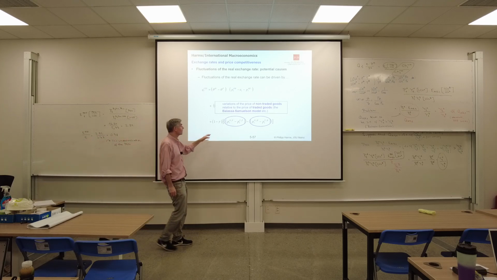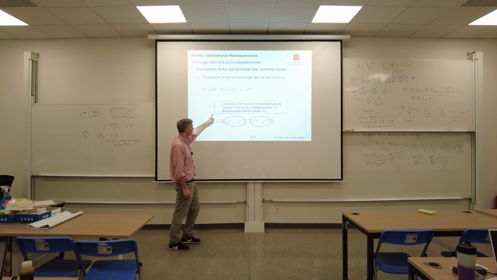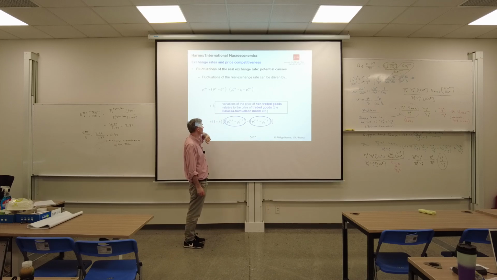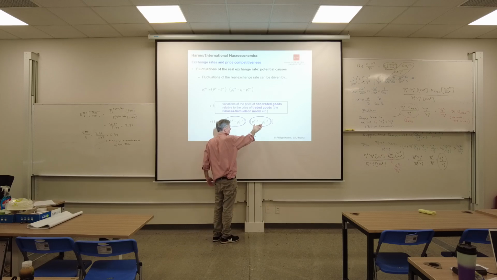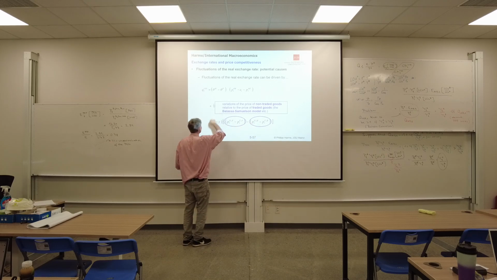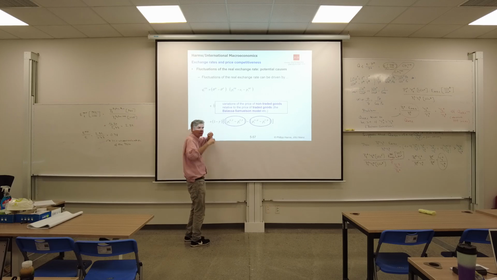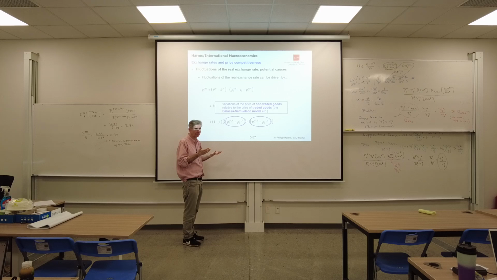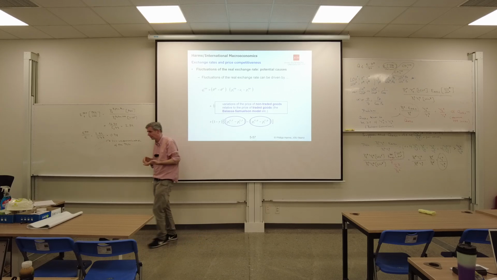So the first thing is, what is driving the fluctuations of the real exchange rate can be driven by variations of the price of non-traded goods relative to the price of traded goods. The Balassa-Samuelson model, what we did this morning, right? If PN over PT in the home country goes up and everything else stays the same, then the real exchange rate goes down, so we have a real appreciation. That's the first thing potentially driving the real exchange rate.